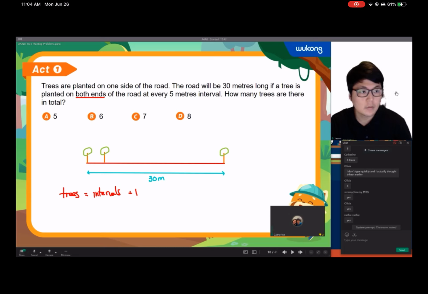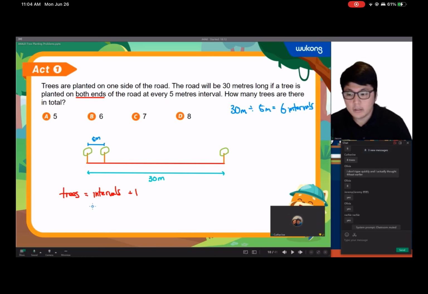5 meter interval. Yep, that's right. The gap between the trees are 5 meters. Okay, so now how do we find the intervals? From 30 meters, we divide by 5 meters. Okay, which you get? 6 intervals. Very good. 6 intervals.